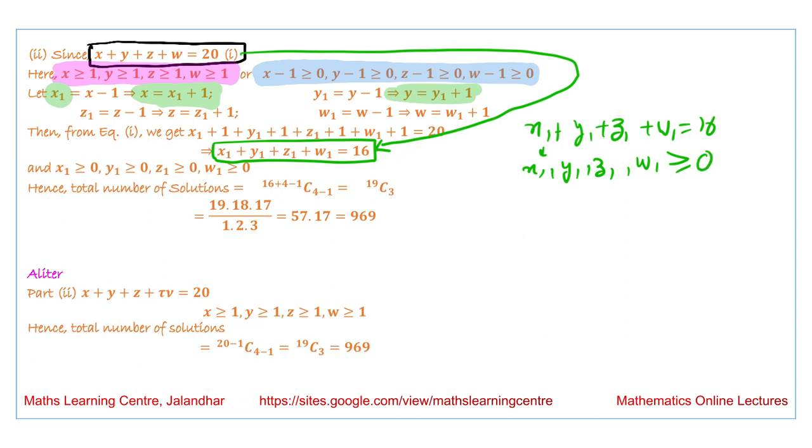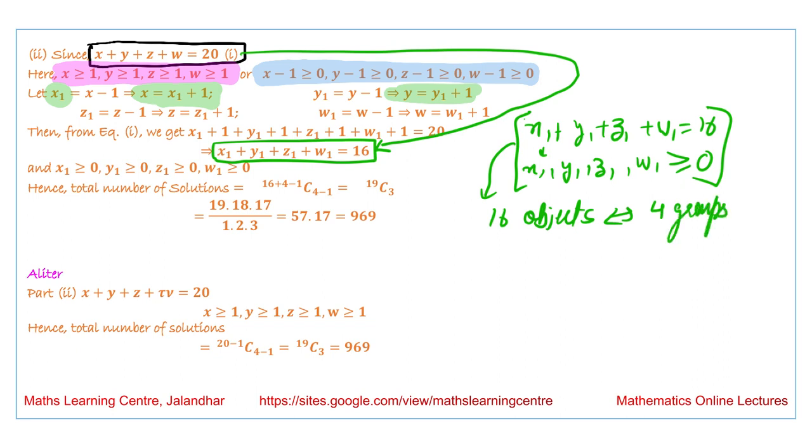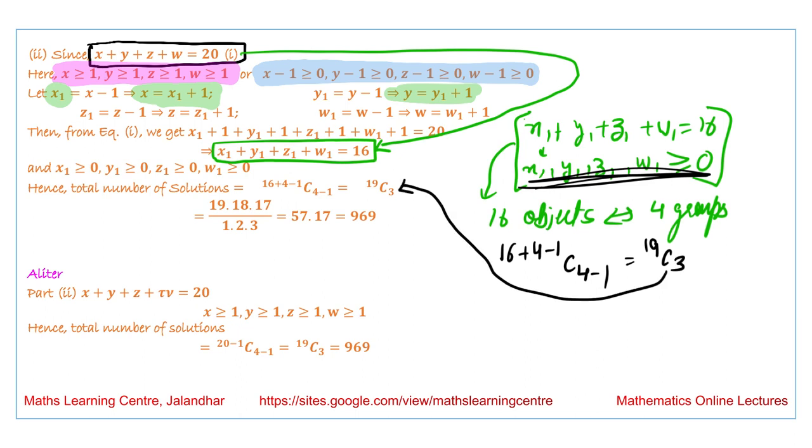So we are saying that this is equivalent to solving that 16 objects are to be distributed in 4 groups, and the empty groups are allowed. So the answer we will have is 16 plus 4 minus 1 C 4 minus 1, and we get 19 C3. And this value comes out to be 969.